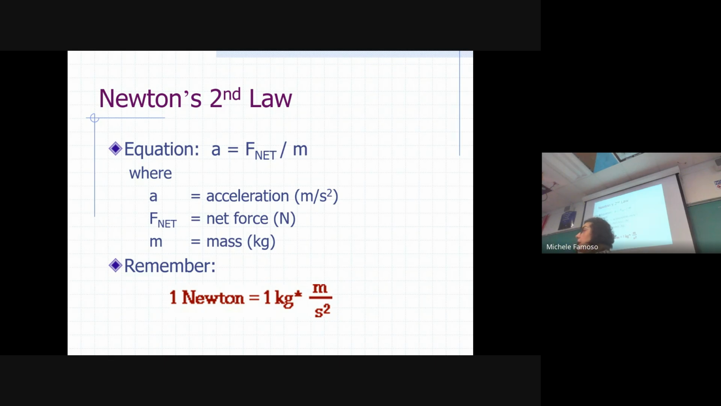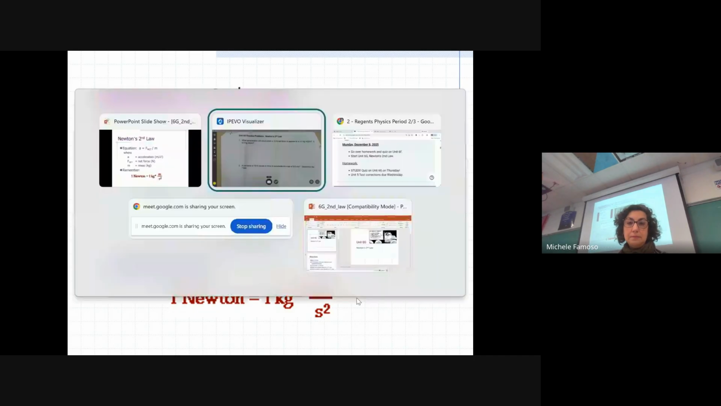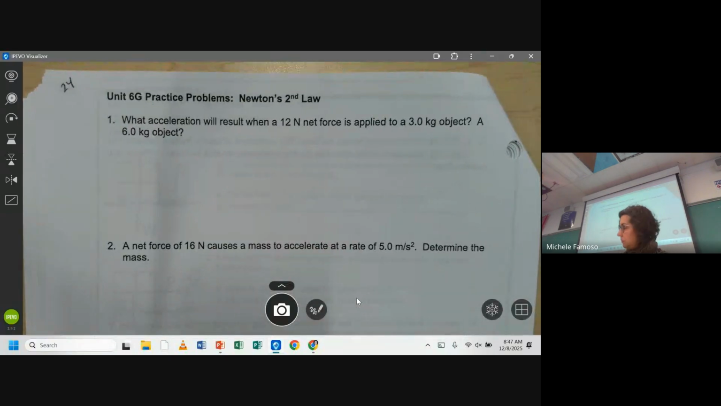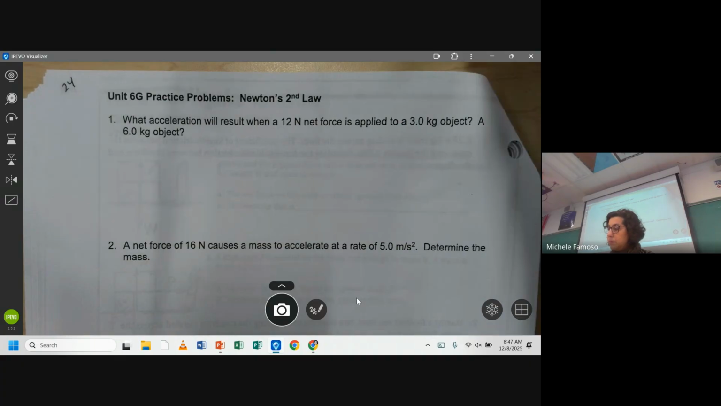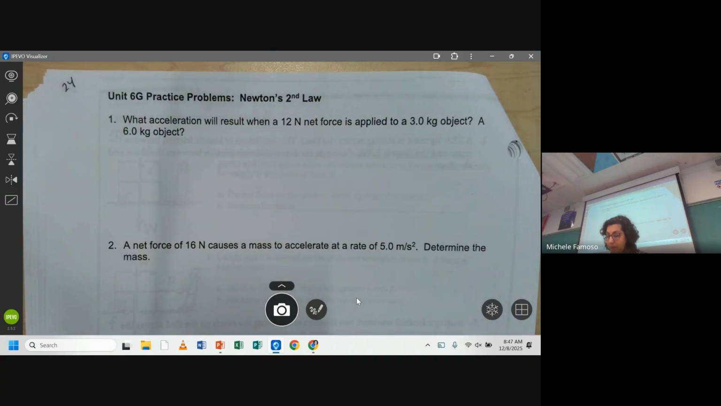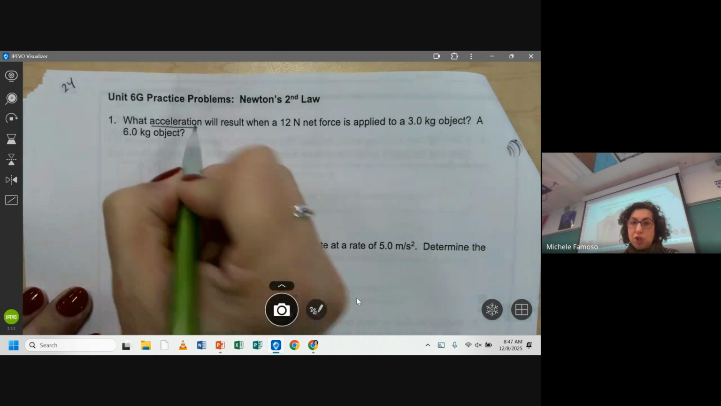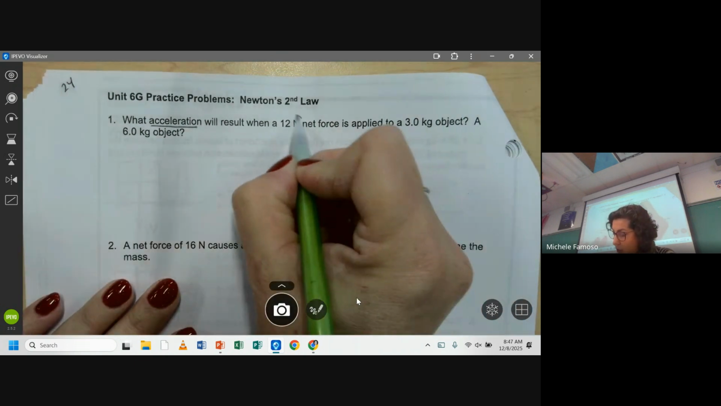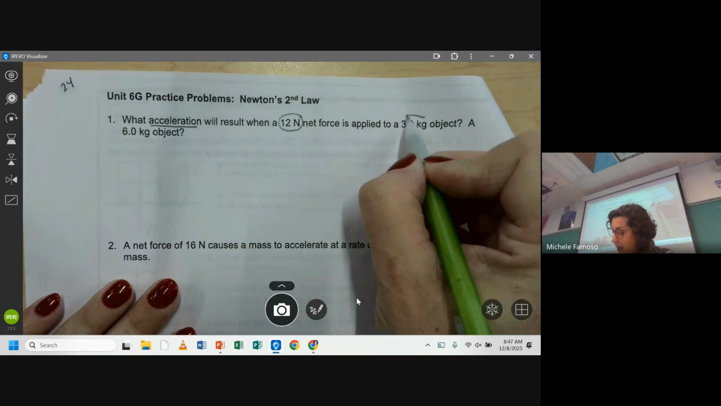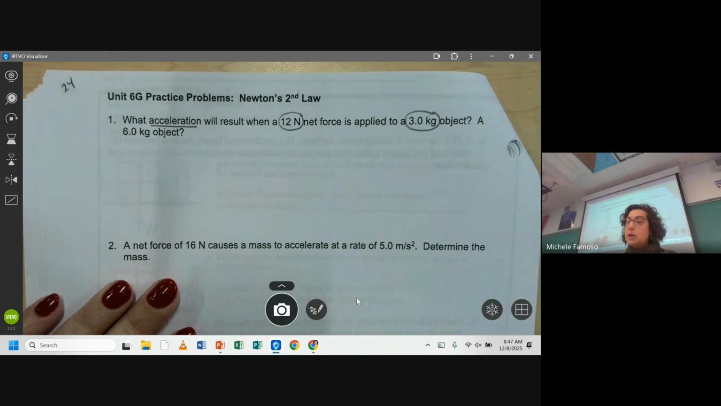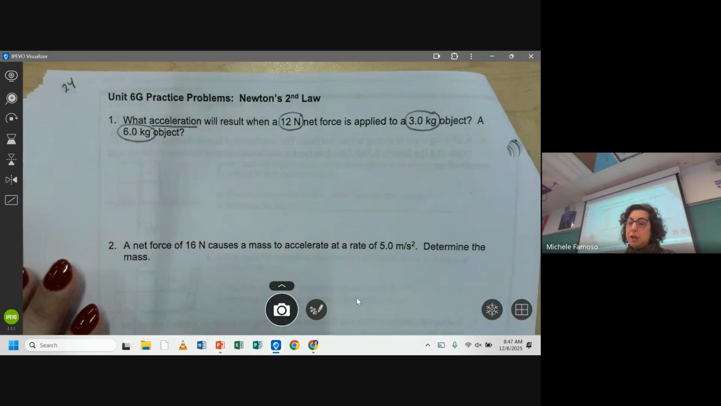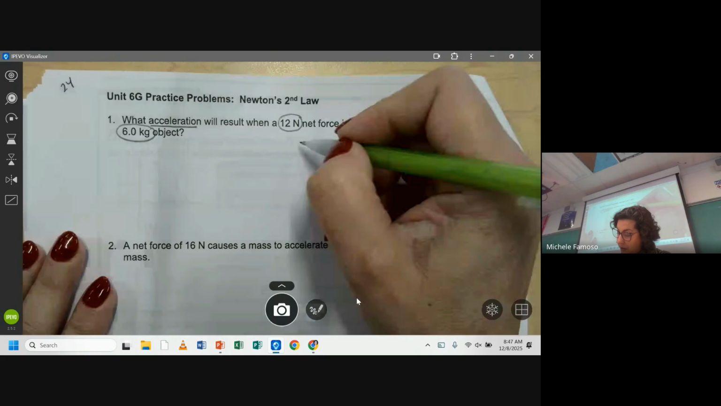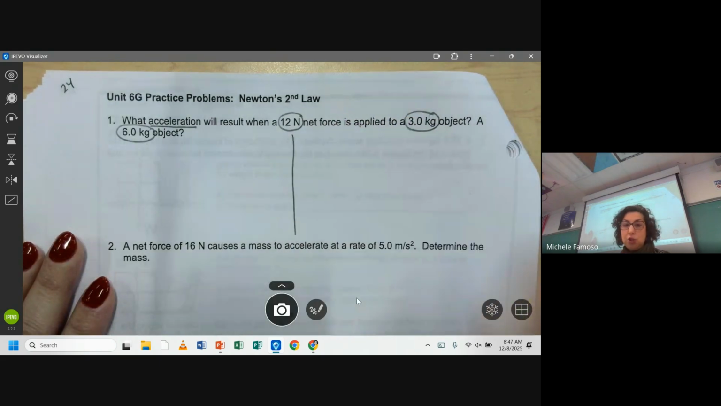All right, then let's go to page 24 in your packet and let's start working on the problems associated with Newton's second law. Number 1, what acceleration will result when a 12 newton net force is applied to a 3.0 kilogram object? And then what will be the acceleration if I apply it to a 6.0 kilogram object? Basically, this question has 2 parts, so let's break this down into 2 parts.